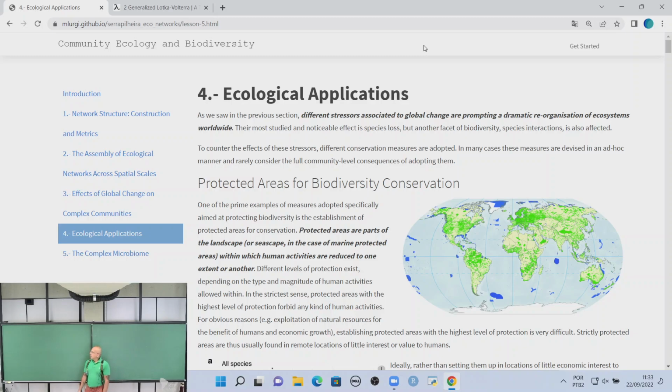So one of the prime examples of management actions that are being taken and have been taken to protect biodiversity is the setup of protected areas for conservation. I'm guessing that all of you are familiar with what this is, or more or less. So basically the idea is to set aside part of the landscape or some piece of land to protect that ecosystem or that habitat from human intervention. I just put here a map of all the protected areas around the world.